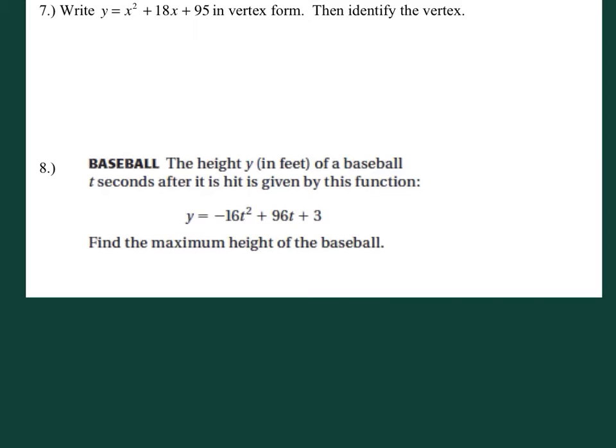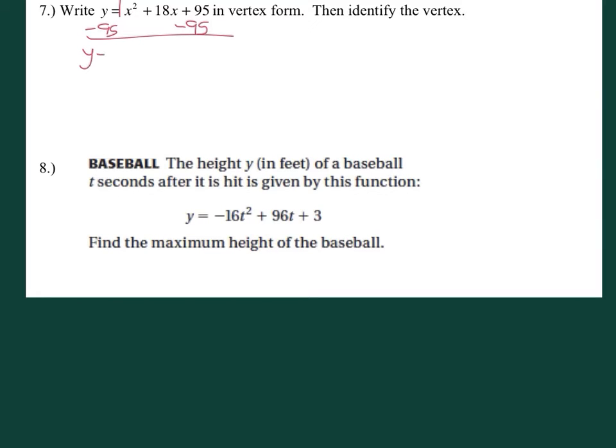Okay, so let's take a look at another example of how to take a standard form equation, use the process of completing the square to rewrite it in vertex form, and then identify the vertex. So we're given y equals x squared plus 18x plus 95. Again, this one has an a value of 1, so my first step dividing everything by a doesn't change anything. But my next step is to move the constant to the other side.